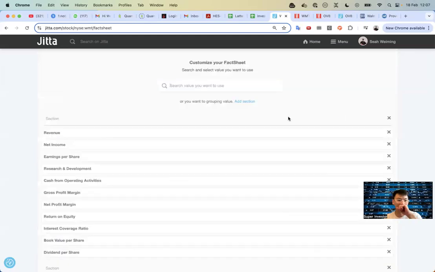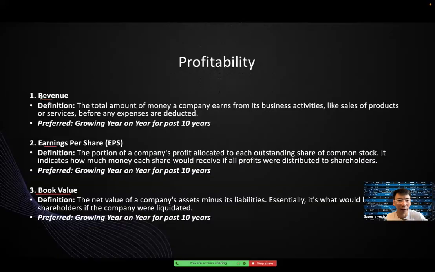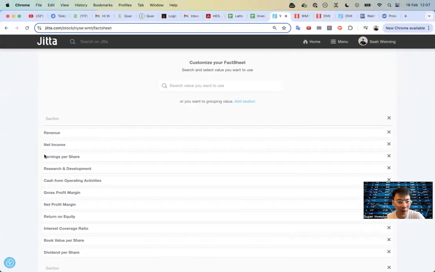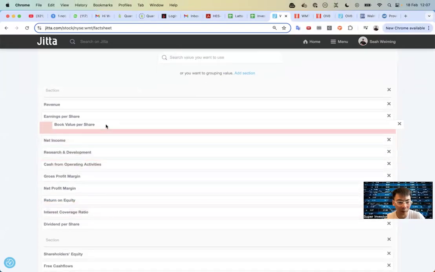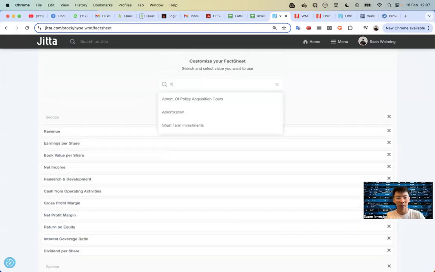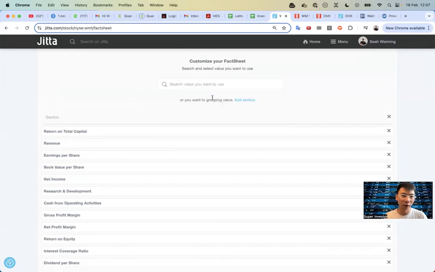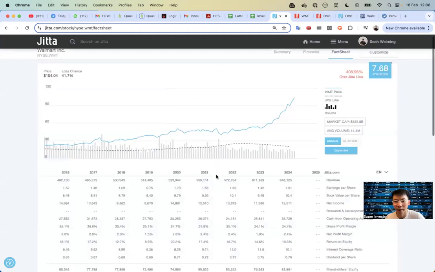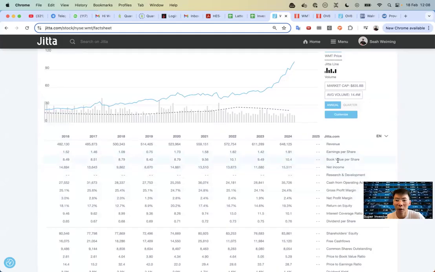Click on here, customize. Now you can see I look at revenue, earnings per share, book value. Let me show you here. I already got it here. Revenue, earnings per share, and book value. I like to look at book value per share actually. Okay, so these three things. You can search for other things, like later we talk about returns, return on total capital, return on equity, return on asset. It's already been added, but you can actually add more things like return on capital. It will be here. So I'm going to take this away, update fact sheet, and let's take a look at their revenue, earnings per share, and book value per share.